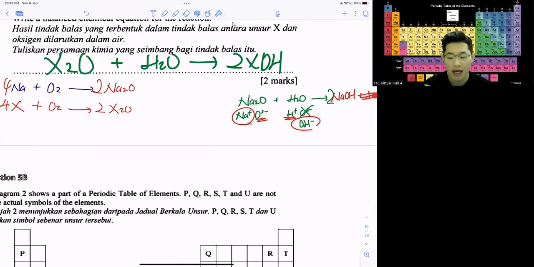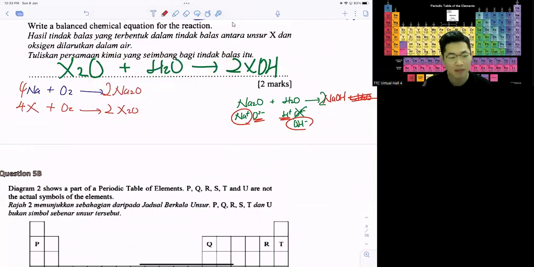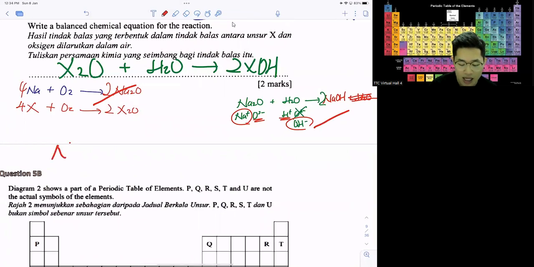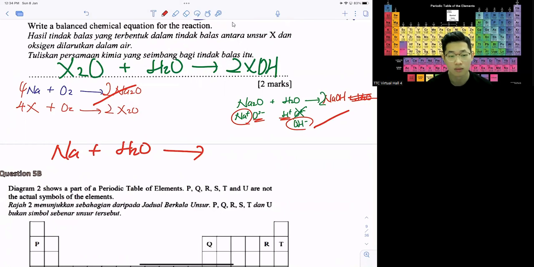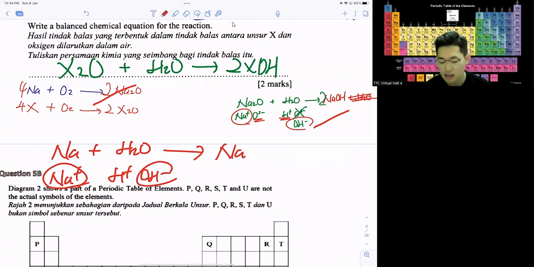Okay, and then there is another type of equation. So reaction with oxygen, this one with water, there's another one. It is Na directly with water. Same, list out the ion. And then exchange. Na plus OH minus.